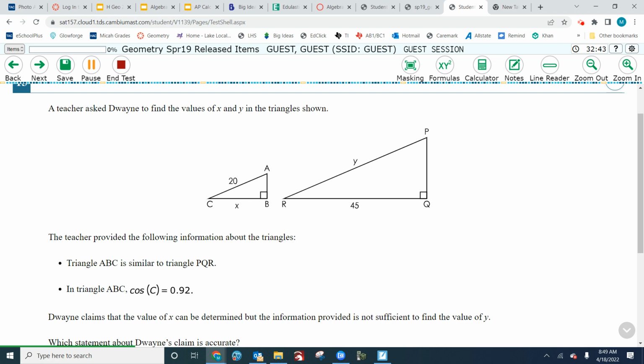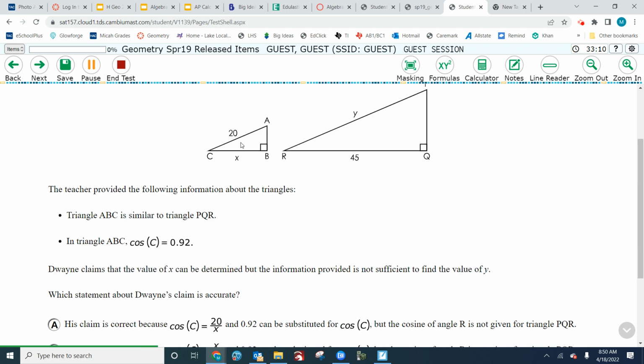And here's my thinking. If I know the ratio of x to 20 is 0.92, I could probably find x. Do you agree with that? Mm-hmm. And then if I have these two sides, couldn't I find the proportion that gets me from this triangle to this triangle, if I knew x? And then I could use the same proportion to get from 20 to y. You see that plan? That's kind of what I'm thinking here.